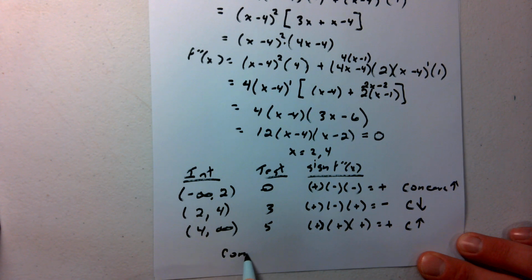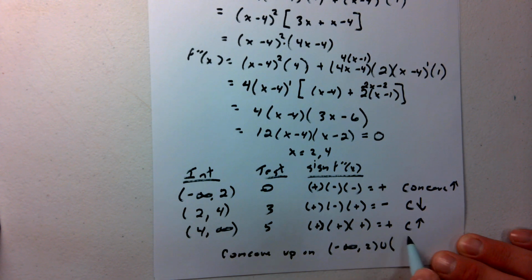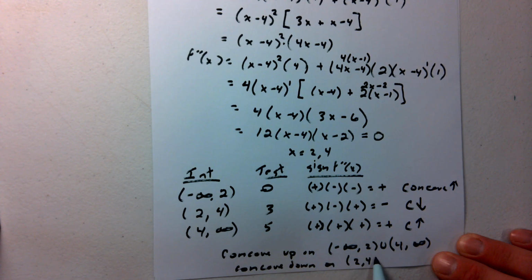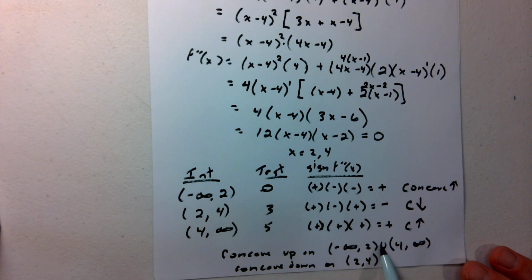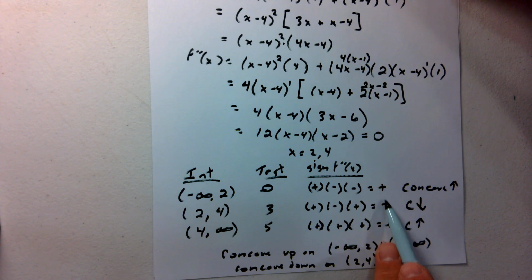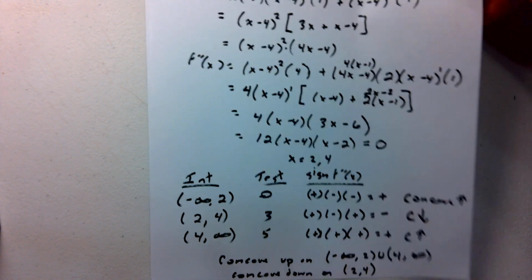So again, we could write this as concave up on these intervals, negative infinity to 2, union 4 to infinity. And I'm concave down on the interval from 2 to 4. Again, we're not going to have brackets because we're not going to include those values. They're going to be in parentheses because, again, we can't be concave up and concave down at the same point in time. And when we change, that's where we're changing that concavity, we can't have that same value there.